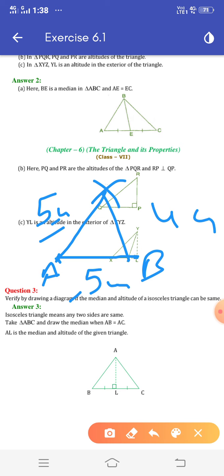Now you have to draw a median and an altitude of the triangle. Now you can draw an altitude. For the altitude you have to draw a 90 degree angle on the median, with the first arc from this point and the second from this point. You can draw it, and it will be the median. Okay, it will be the altitude and median, both will be the same. Okay student, both will be the same.